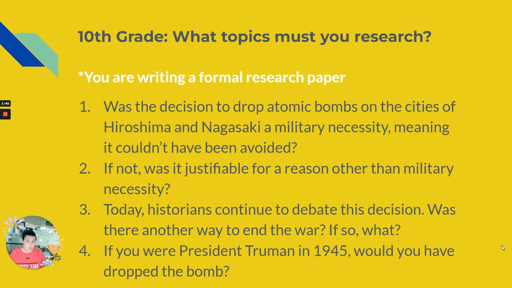You are writing a formal research paper, okay? And you've got the questions that I've already given you or talked about a little bit in class, but these are it. Was the decision to drop the atomic bombs on the cities of Hiroshima and Nagasaki a military necessity, meaning it couldn't have been avoided? If not, was it justifiable for a reason other than military necessity? Thinking about today, historians continue to debate this decision. Was there another way for us to end the war? If so, what was it? And then lastly, if you were President Truman in 1945, would you have dropped the bomb based on the research?